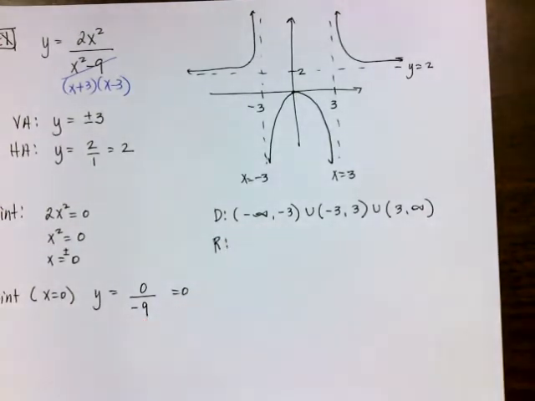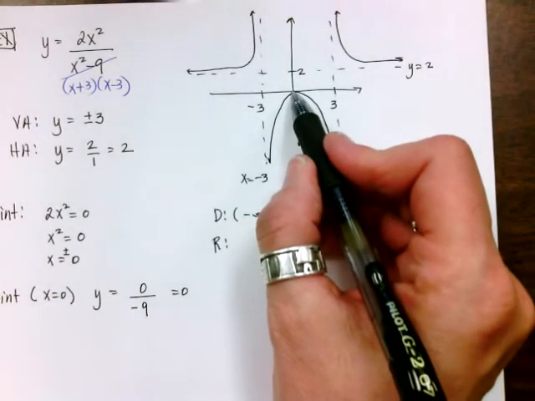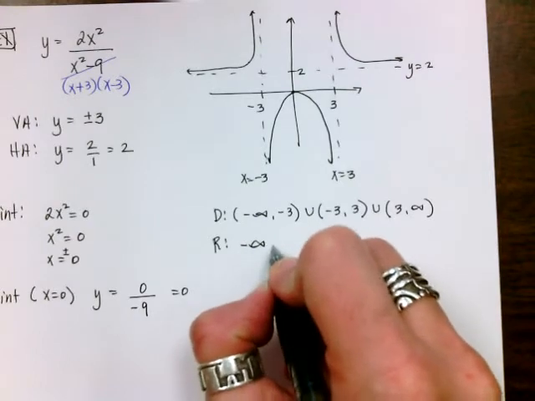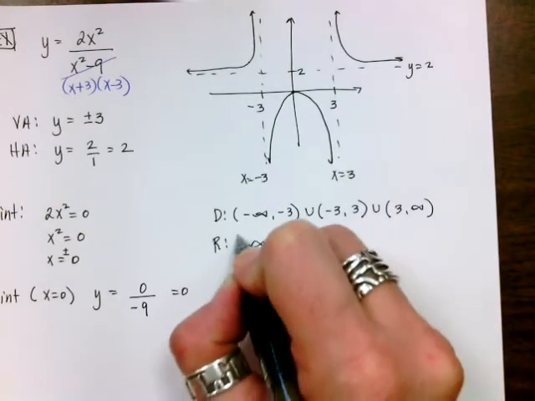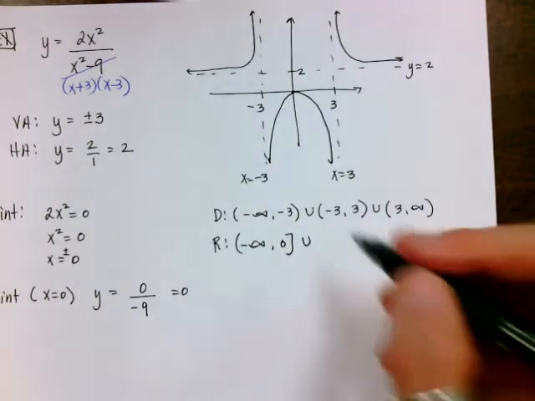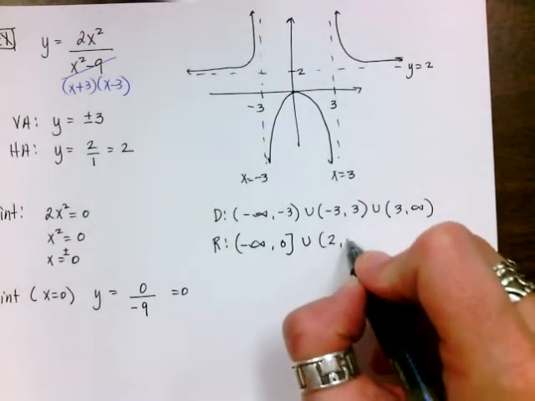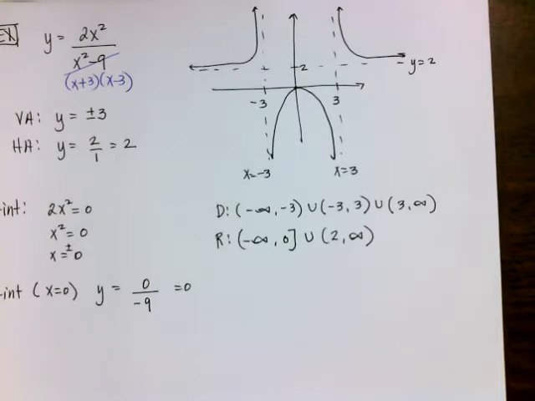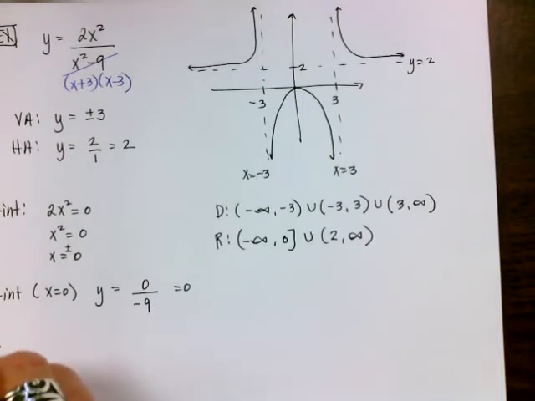My range, I'm going to start at the bottom and go up. Notice that the 0 is included, so my range is going to be from negative infinity to 0, the 0 is included, and then my graph starts again above 2, the 2 is not included, and it goes to positive infinity. All right? Okay, so now let's do another example.